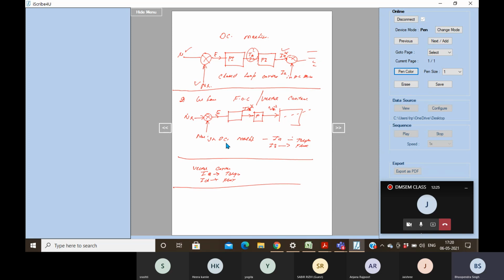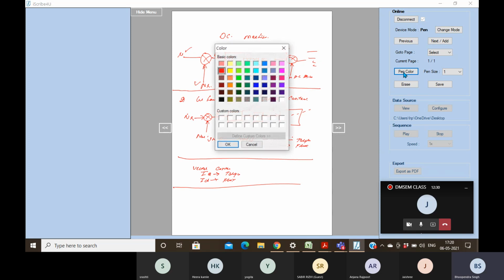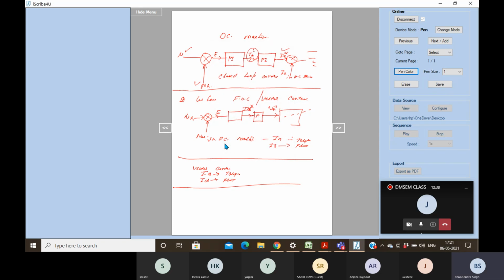Now the important thing that has to be remembered here is that in all these cases, whether it is vector control, the torque control is indirect. Do you agree with me? Torque control is indirect, isn't it?